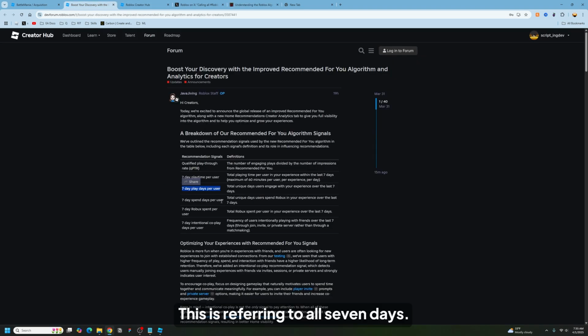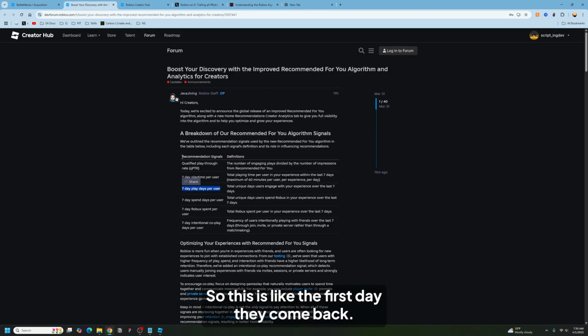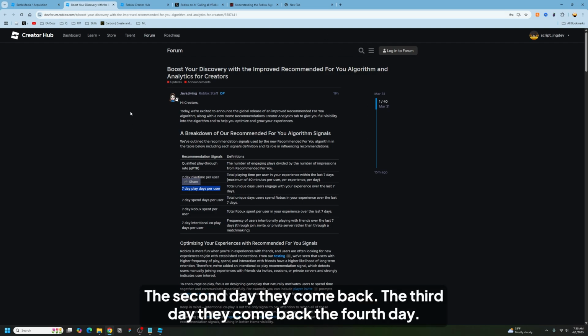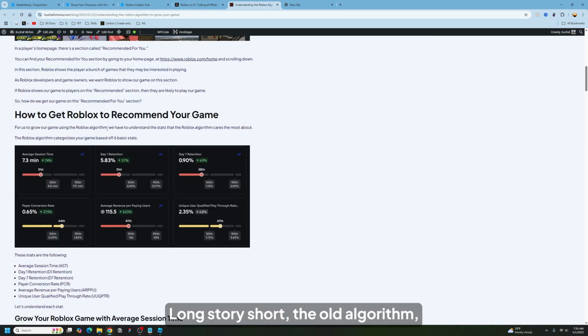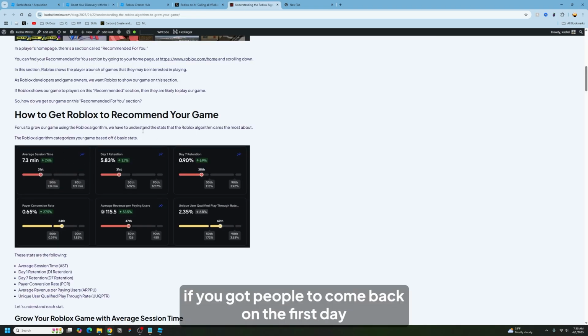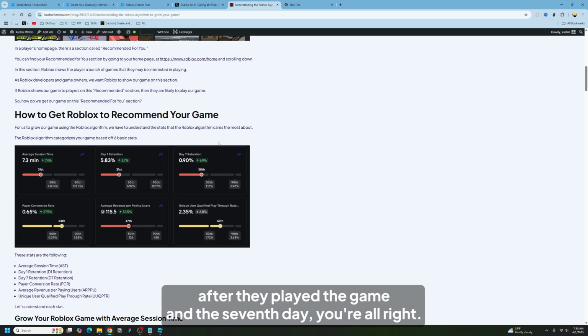This is referring to all 7 days. So this is like the first day they come back, the second day they come back, the third day, the fourth day. This is a more long period of time. Long story short, with the old algorithm, if you got people to come back the first day after they played the game and the 7th day, you're all right.